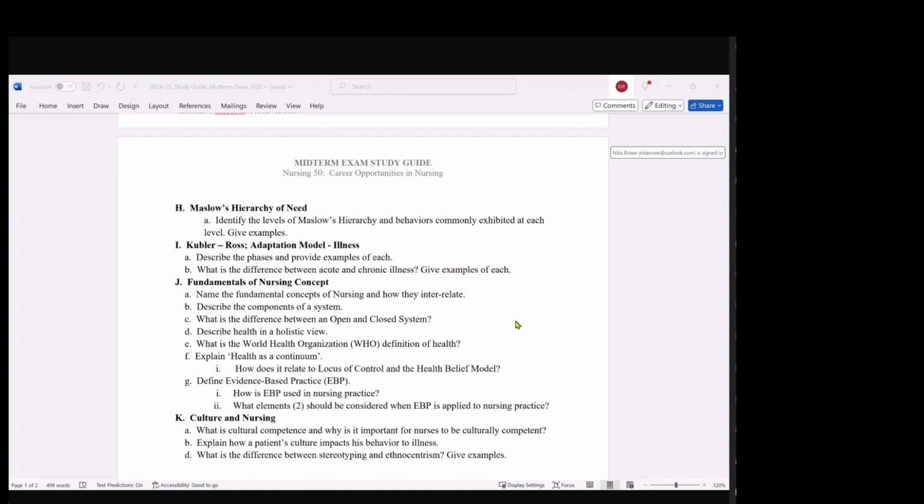Our friend Kubler-Ross developed a model regarding how patients or people deal with the phases of grief or the phases of chronic illness, right? If I were to give you an example of a patient saying, I just want to go to sleep. I don't want to be bothered. I don't want to go out. I just want to sleep. What level is that? Anybody else?